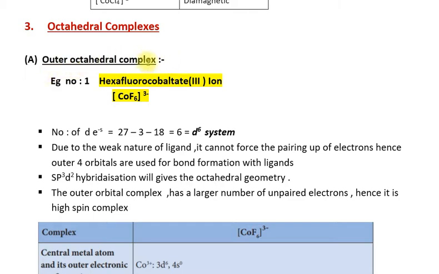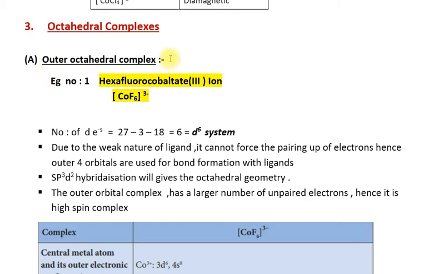Outer octahedral complexes means if the d orbital that is participating in the bond formation or the complex formation is from the outer side, then it is called the outer octahedral complex. If it is taken from the n-1th shell, the 3d orbitals, then it is called the inner octahedral complex. We will explain examples of each of these.